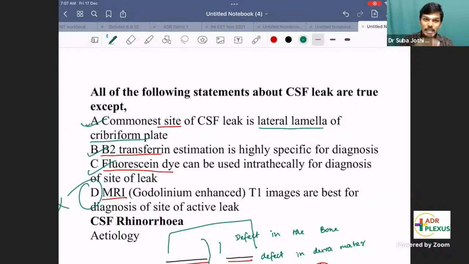Open and closed reduction can be done immediately. Closed reduction can be done even on the patient couch itself. If we are trained, we can do the closed reduction immediately without anesthesia. I am talking about nasal bone closed reduction. We can do it immediately. Open reduction and all we can't do immediately. This is a cumbersome procedure.